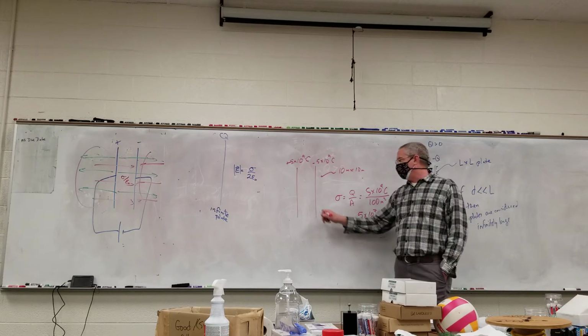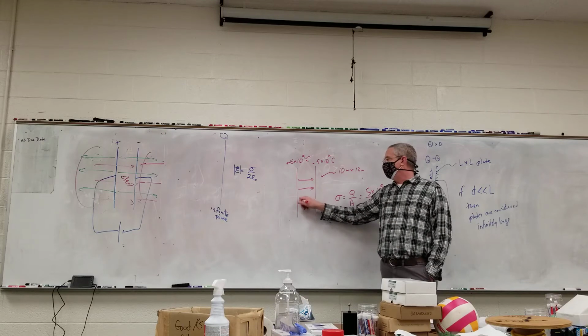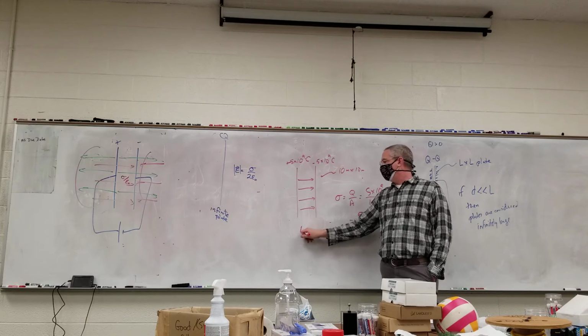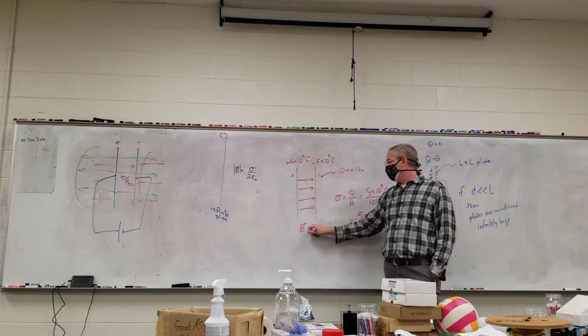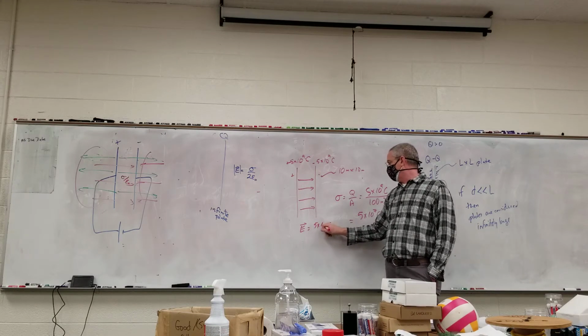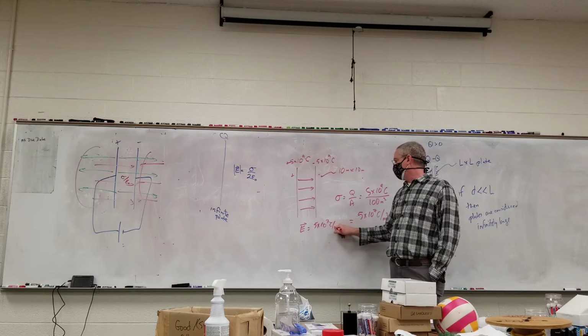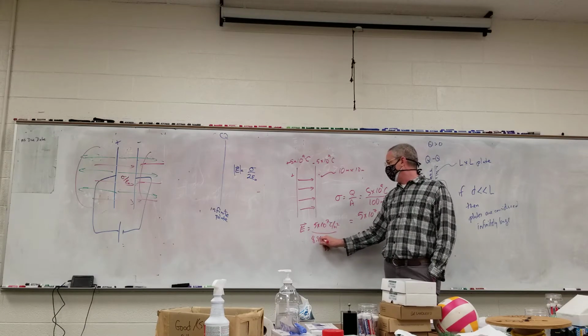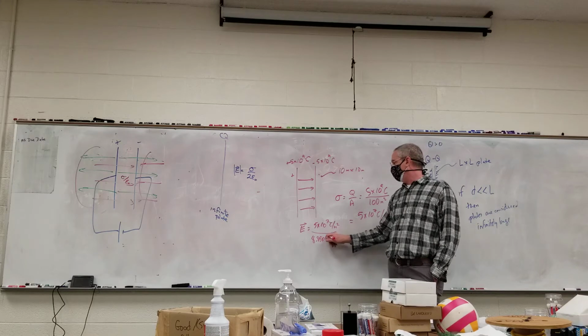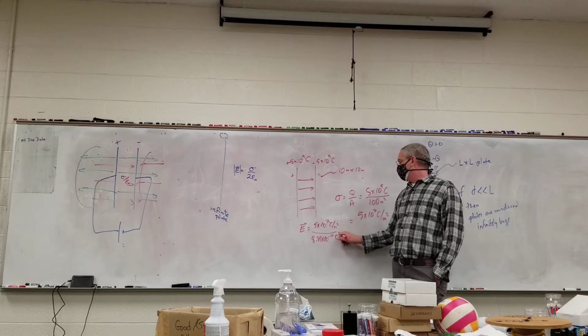So the magnitude of my electric field, or my electric field goes to the right, that's my positive and negative plates, is going to be 5 times 10 to the 7th coulombs per square meter, divided by 8.85 times 10 to the negative 12th coulombs squared per Newton meter squared.